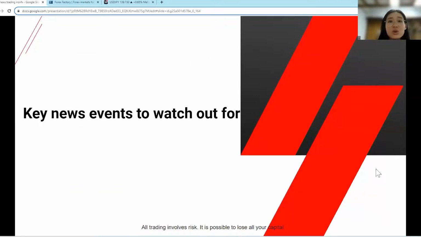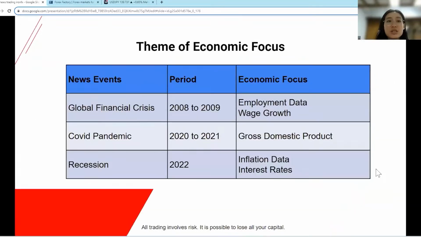So key news events to watch out for. And we'll also be going through what some of these events mean and what they represent, and why exactly they're so important. So there is a theme of economic focus. For example, the global financial crisis, the period was from 2008 to 2009. In this case, the economic focus was employment data and wage growth. During the COVID pandemic from 2020 to 2021, the economic focus was to increase GDP.